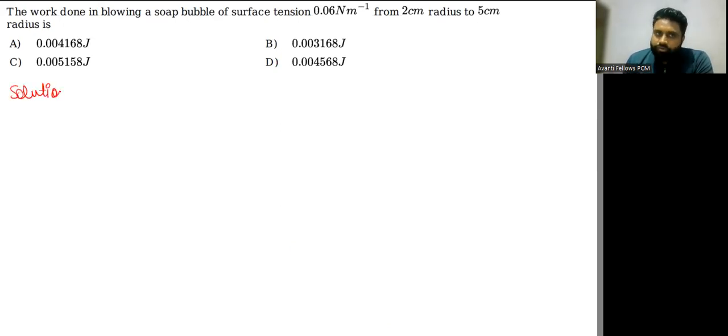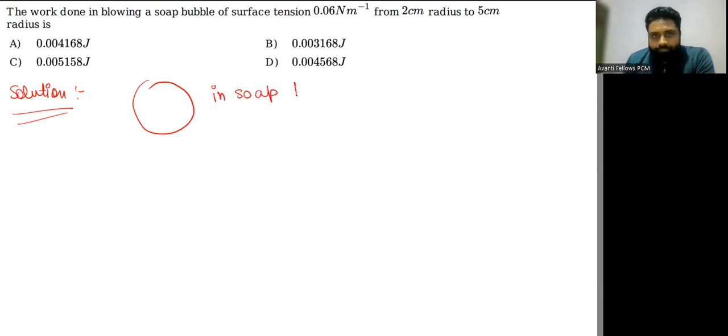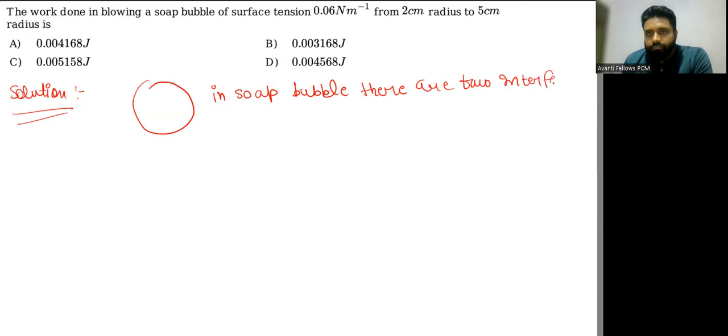Solution. This question is also from fluid mechanics. The work done in blowing a soap bubble of surface tension 0.06 Newton per meter from 2 centimeter to 5 centimeter radius. Now we know that in a soap bubble there are two surfaces or interfaces. One is inside and another one is outside.